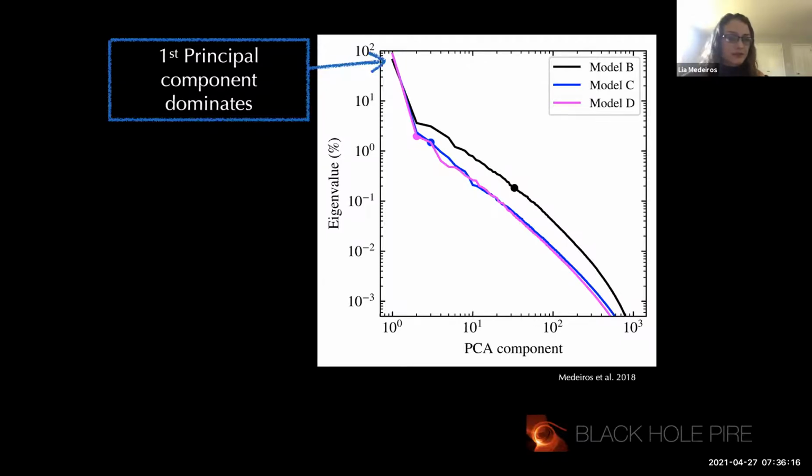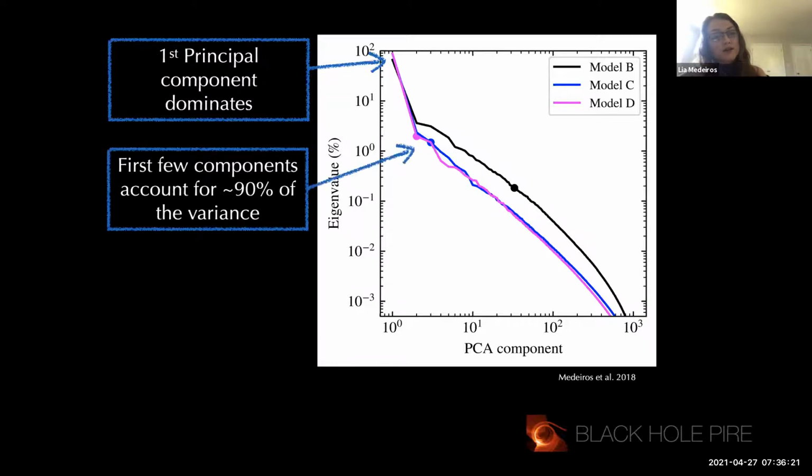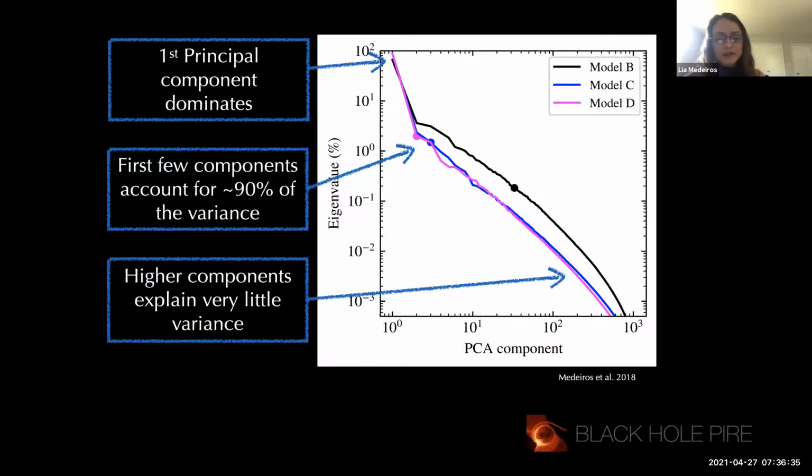The first thing that you notice, of course, is that the first principal component dominates, as we already saw. The first few components account for about 90% of the variance. These dots that you see along the curve show you how many PCA components you need to account for about 90% of the variance. And the final thing that you notice is that the higher components explain very little variance. This is why PCA is so powerful for dimensionality reduction: the higher order components explain such a small percentage of the variance that you can usually neglect them and not really lose too much of the information in your original data set.